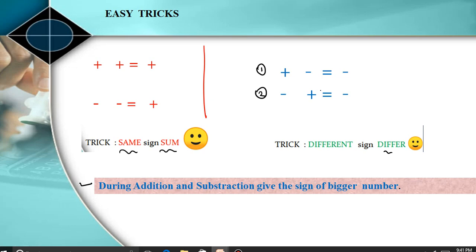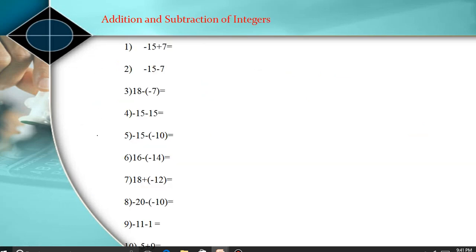Now do concentrate on the screen. We'll solve the problems now. Children, there are 10 examples in front of us. If you solve all 10 examples, then the whole concept will be clear. Plus plus becomes plus, you have to remember this first. Minus minus becomes plus, which we have seen in the earlier part. And plus minus becomes minus, and minus plus becomes minus. Same sign sum and different sign differ.